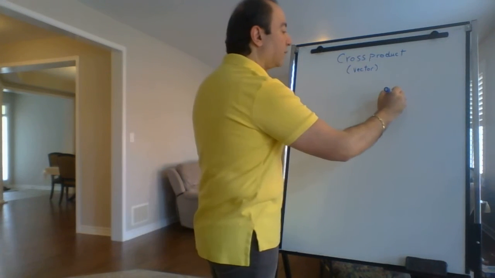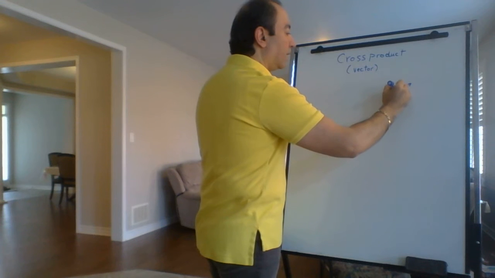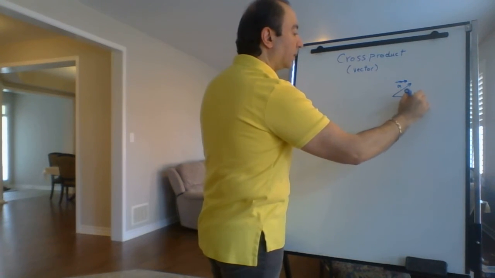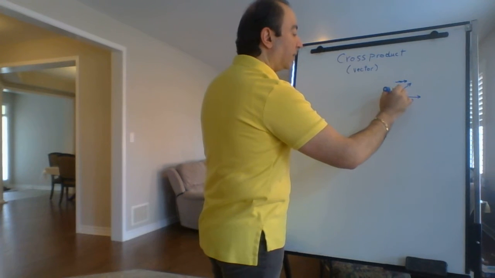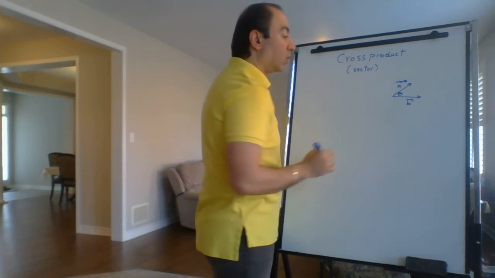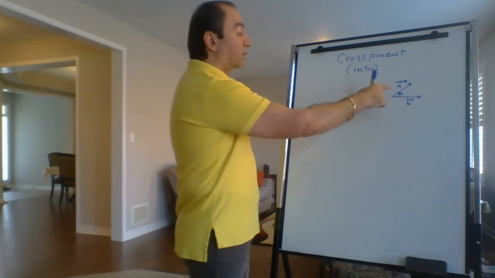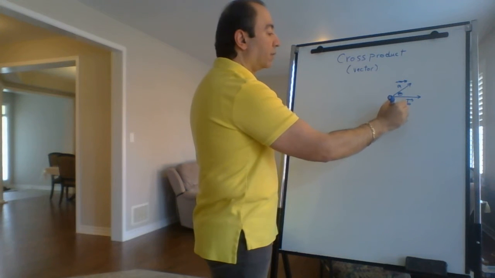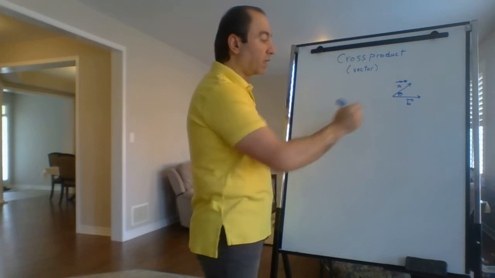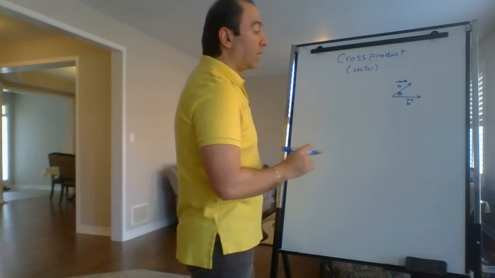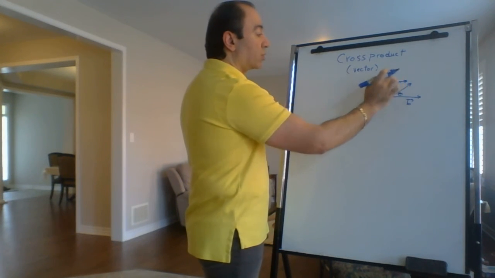So let's say we have vector A and we have vector B, and the angle between A and B is theta. So we are given the vectors geometrically: I know the magnitude of vector B, and I know the magnitude of vector A, and I know the angle between their tails.